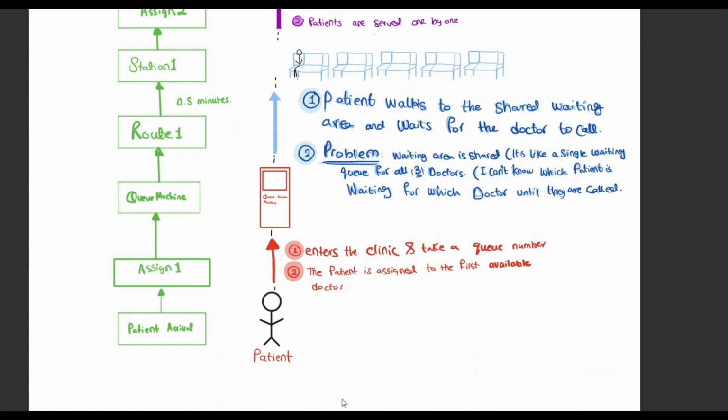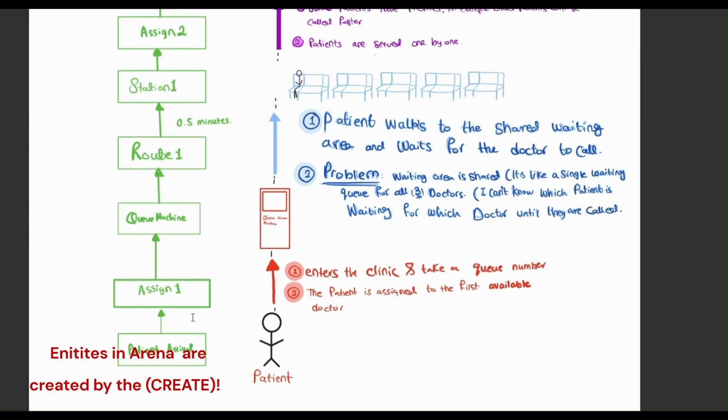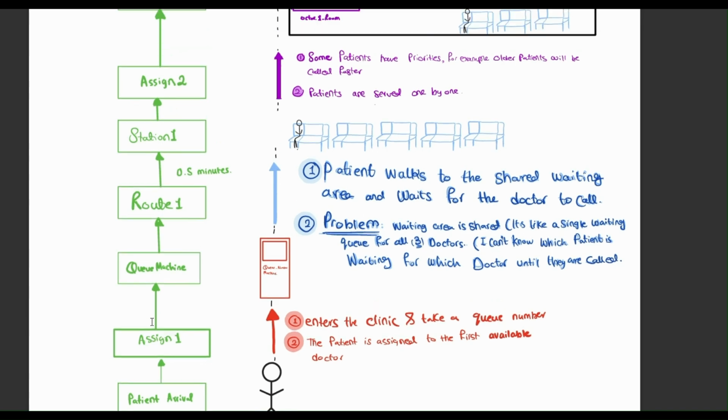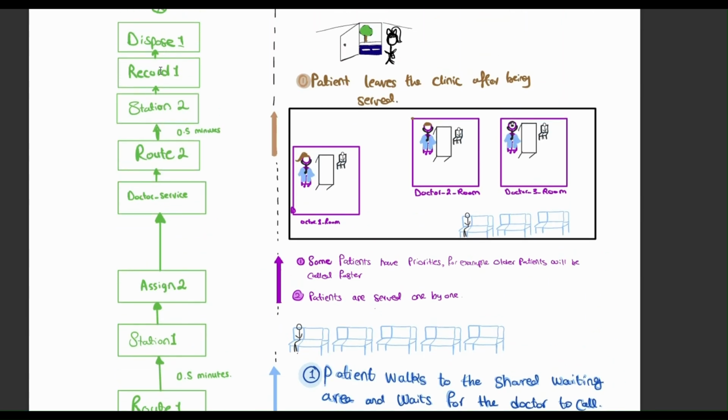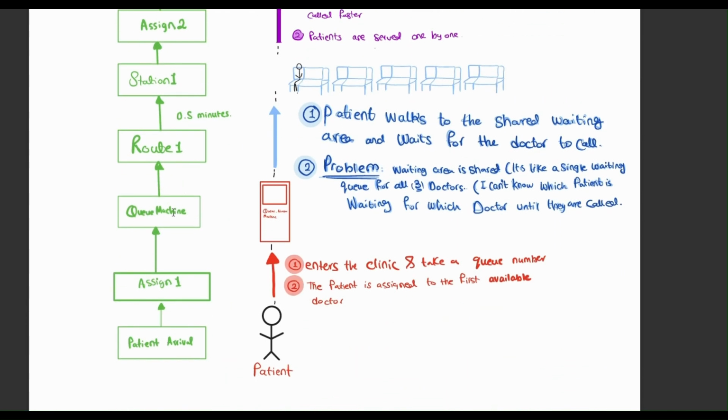Patients in Arena are entities, which I have here as patient arrival. This is an entity. And then there's assign one. In assign one, I have an attribute which records the time this patient gets into our system, and then I use the same attribute in the record module to get how much time each patient spent at the clinic. And then the queue machine is a process.